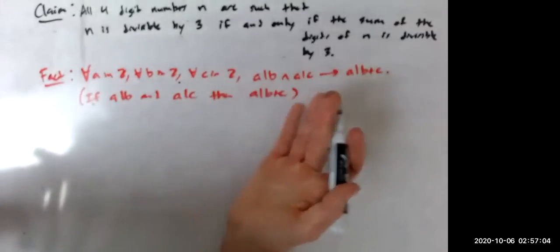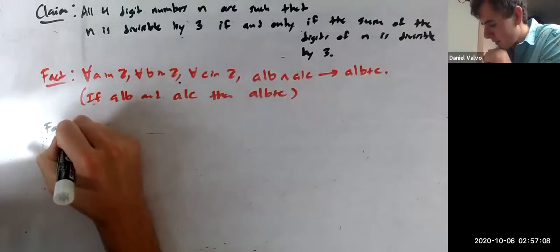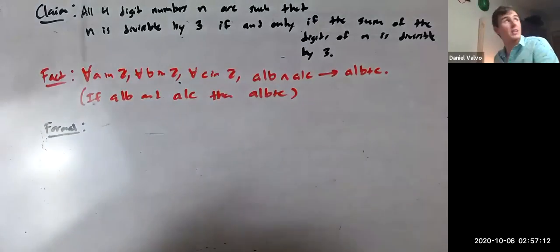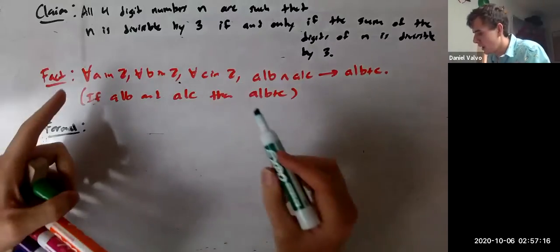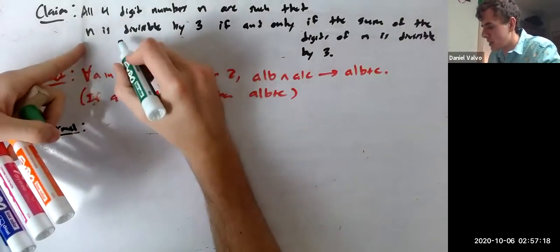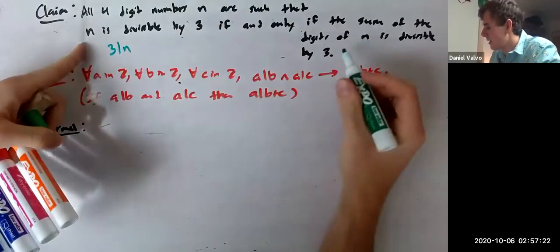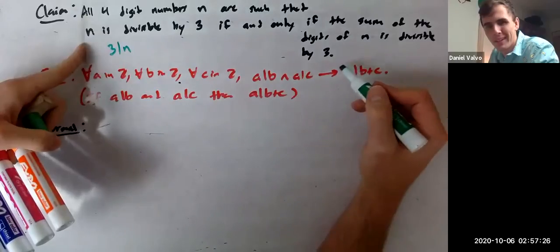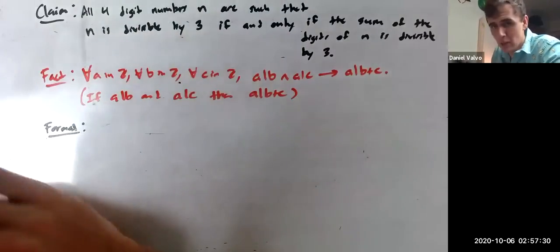Formally state it. Formalize it, right? Let's try to formally and really be clear on what we're talking about here. So formally, this is going to be a little weird because n is divisible by 3. That's easy enough, right? That just means 3 divides n. But if and only if the sum of the digits of n is divisible by 3, that's a little weird to formalize.